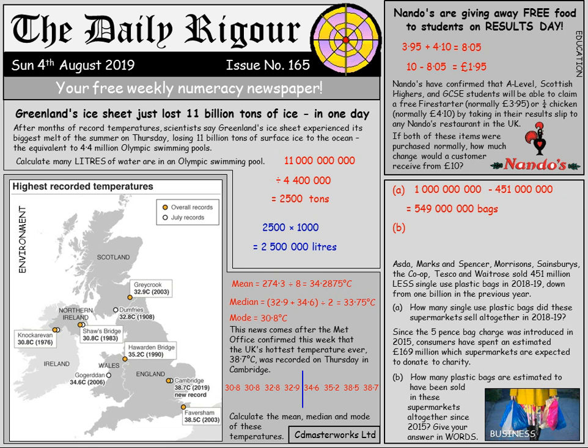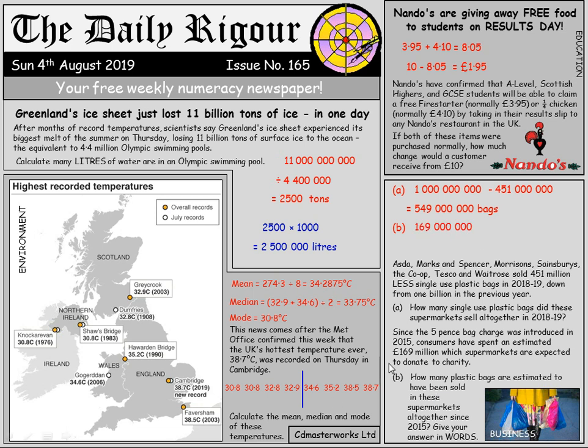So since the 5p charge was introduced in 2015, £169 million has been raised by supermarkets, which they are expected to donate to charity. So how many plastic bags have been estimated to have been sold altogether since 2015? In other words, how many times does 5p go into 169 million? In other words, it's going to be another divide.